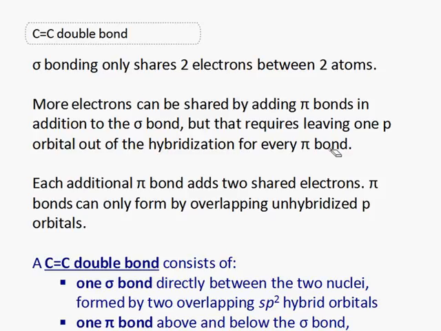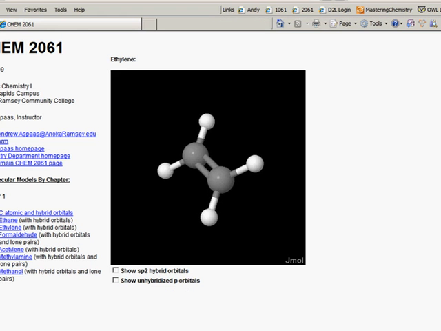We have to leave one out so that it's free to overlap with the p orbital from the next carbon to make this pi bond. So each additional pi bond adds 2 shared electrons, and pi bonds can only form by overlapping unhybridized p orbitals. Let me go to my webpage here.